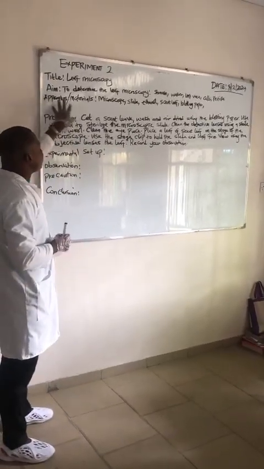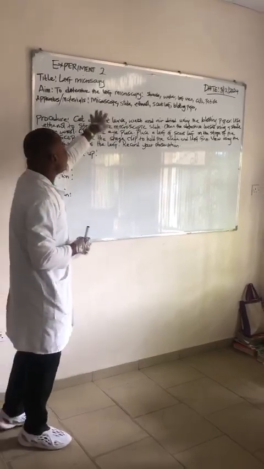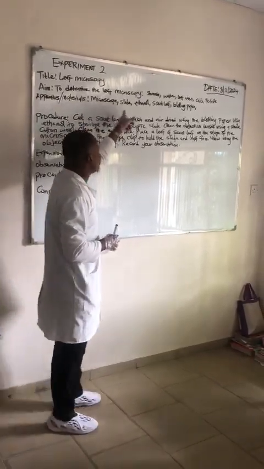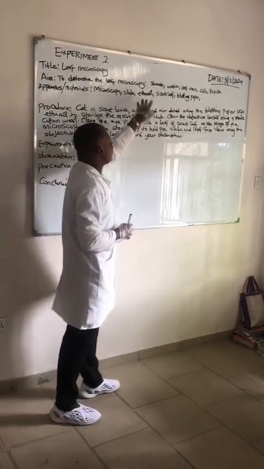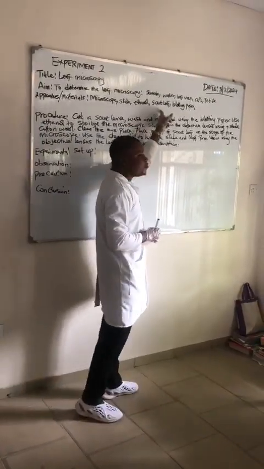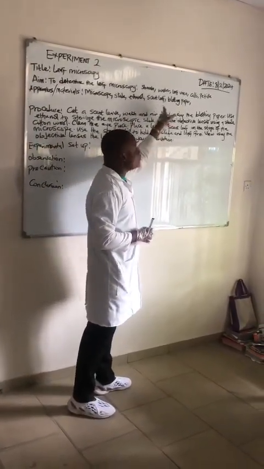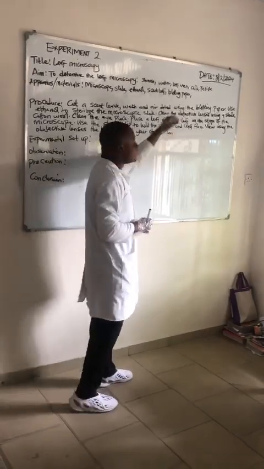On the board we have apparatus and materials. The apparatus: we have the microscope, we have the microscopic slide, which is the slide. We have heptanol, we have the scent leaf we are using, which is the sample we are to view, and we have blotting paper.